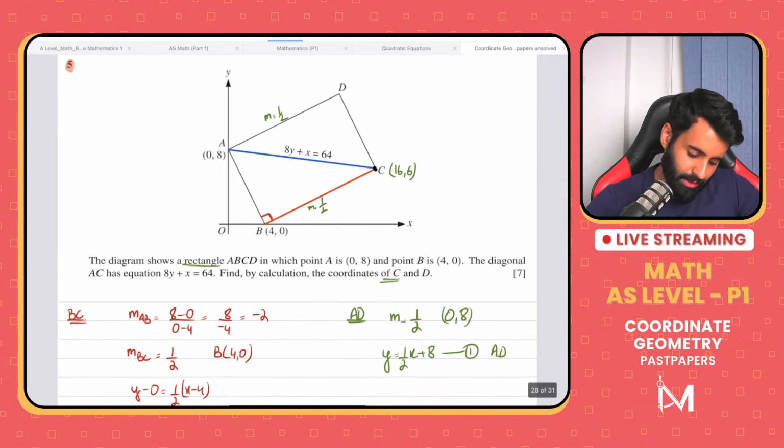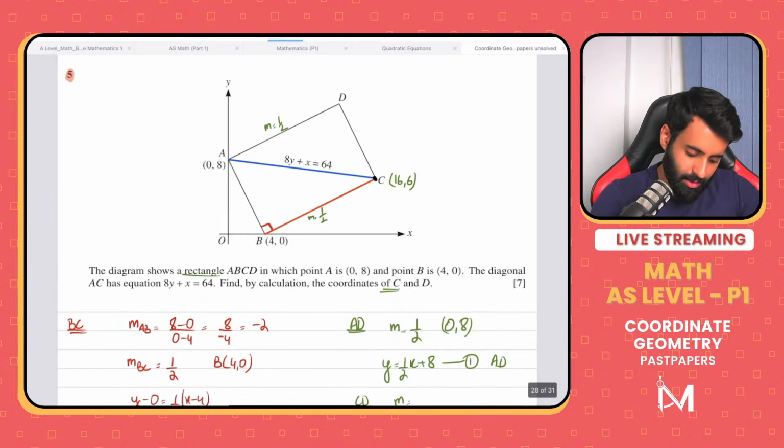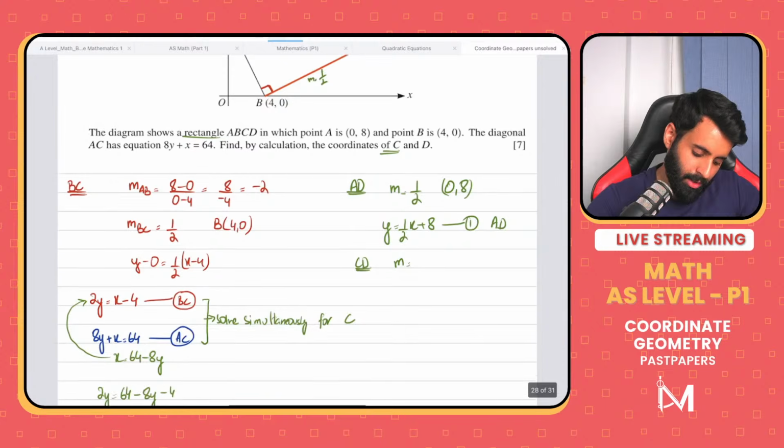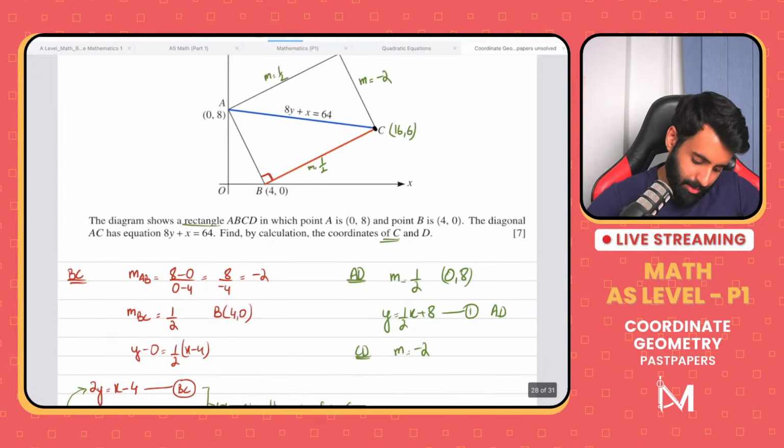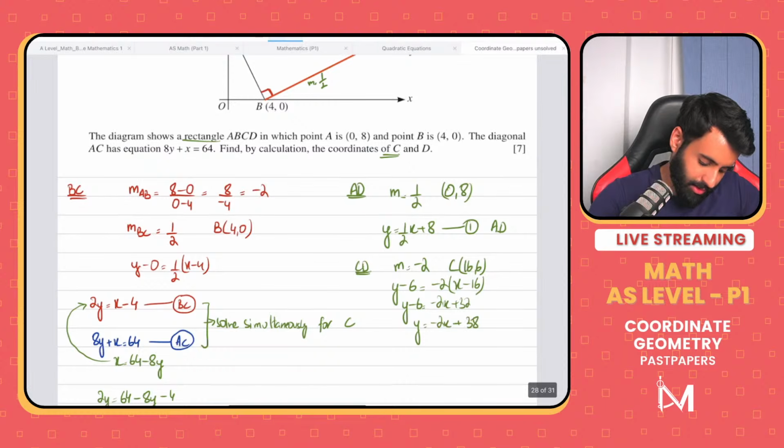Now let's focus on CD. Can we form the equation of line CD? Yes, we can. Do we have the gradient? Yes, it's going to be the same as the gradient of line AB. That means it's going to be minus 2. We need a point through which the line is passing. The question thankfully made us find that out. So y minus 6 equals minus 2 times (x minus 16). y minus 6 equals minus 2x plus 32, which means y equals minus 2x plus 38. This is your second equation. Now solve these two equations simultaneously to find D.